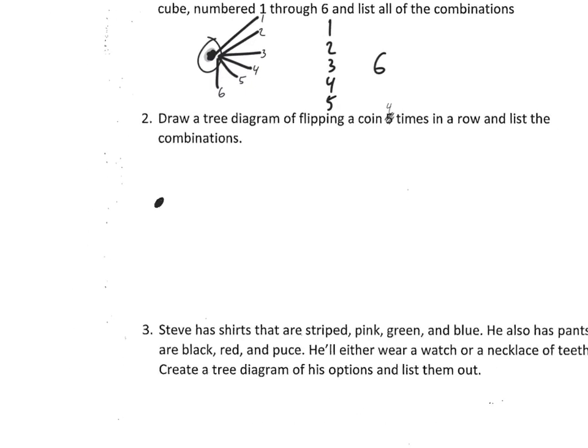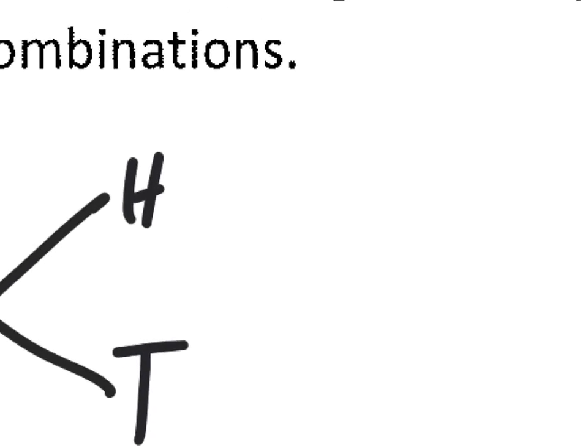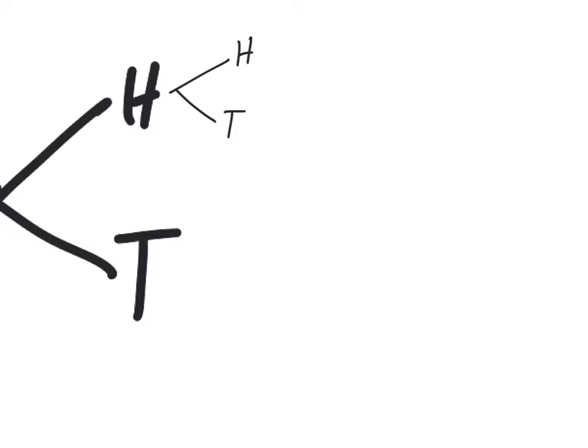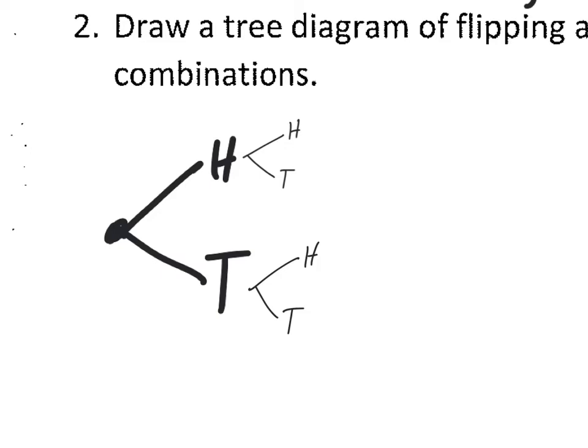My first flip, I have the options of getting either heads or I could get tails. That's one flip. We got 3 more flips to go. So if I flipped heads the first time, I could get heads or tails the second time. Same thing over here. I could get either heads or I could get tails. So that's twice in a row.